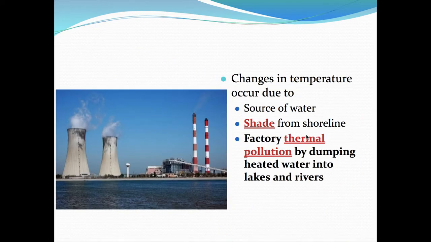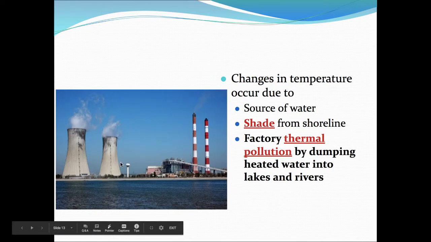So, how do people change the temperature of the water? Well, the source might change. Shade from the shoreline. So imagine if you're on a lake on a sunny day, if you go under some trees that are by the water, it's going to be cooler there. But if you took those trees away, it would heat up faster. And lastly, a common human impact, thermal pollution.